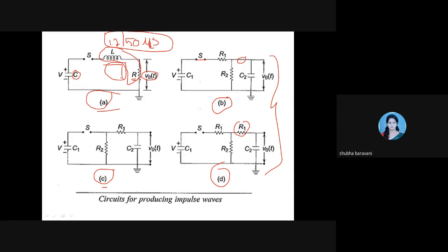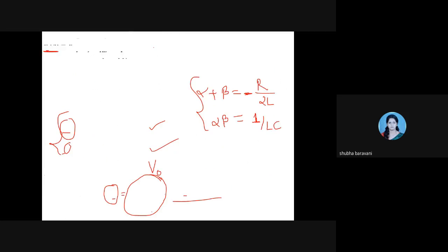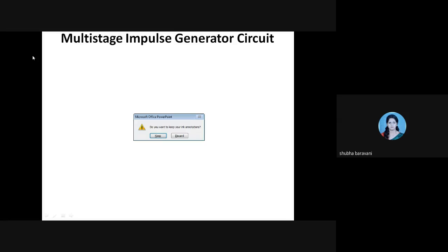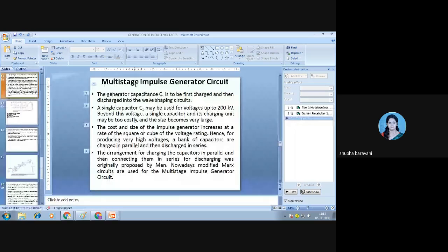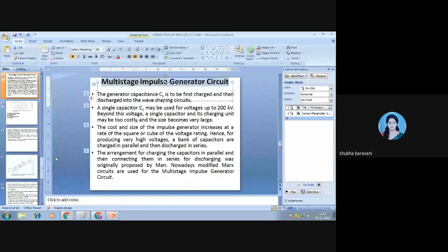The next part is the multi-stage impulse generator circuit. Whenever we have the derivations for that, I'll take the classes online. Otherwise, is it okay with you if I put up the videos for this multi-stage impulse generator circuit and the circuits which are already defined?